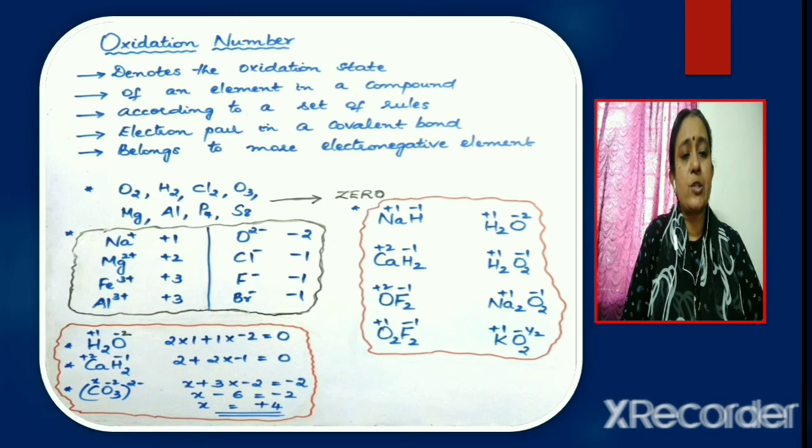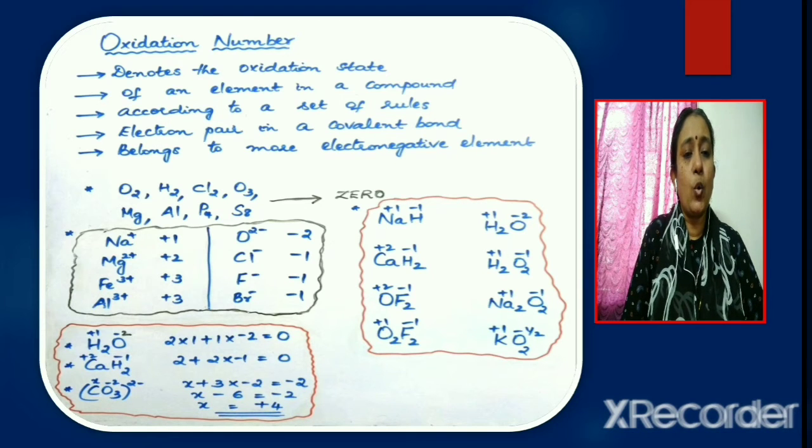Now consider calcium hydride, CaH2. It is a hydride, therefore the oxidation number of hydrogen will be -1. Calcium is an alkaline earth metal. Being an alkaline earth metal, the oxidation number will be equal to +2. Now when we take the sum of the positive and the negative oxidation states, it will be equal to 0. 2 plus -2 will give you 0.